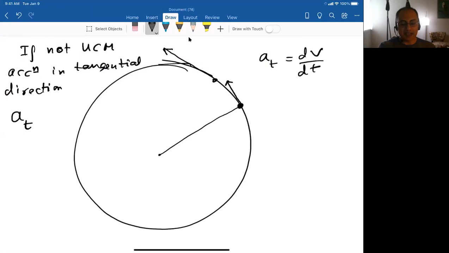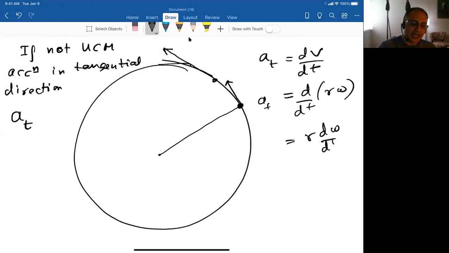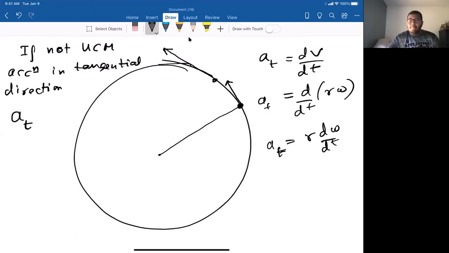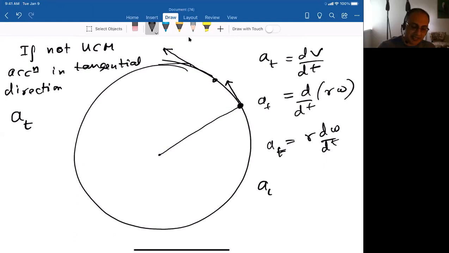It's the rate at which its velocity in the tangential direction is changing. We just derived an expression for v, which is r omega. You can just plug that in. So d/dt of r omega is a sub t. And r is constant always because it's circular motion, so you can pull that out of the derivative. And so you get r times d omega/dt. And what did we just say this d omega/dt is? Angular acceleration. So we get this expression: a sub t is equal to r times alpha.